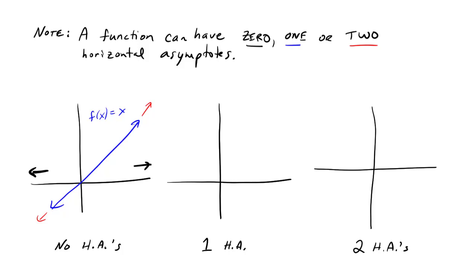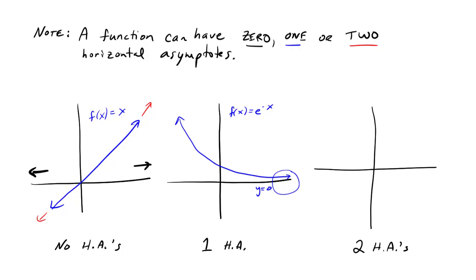Well, we could have something like f of x equals e to the minus x. All right, and that looks like this. And so here again, I'm trying to indicate that y equals 0, the x-axis, is a horizontal asymptote because as x goes to infinity, e to the minus x approaches 0. Okay, we'll see more about that when we do the limits.